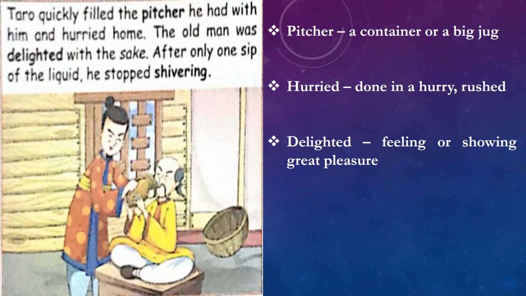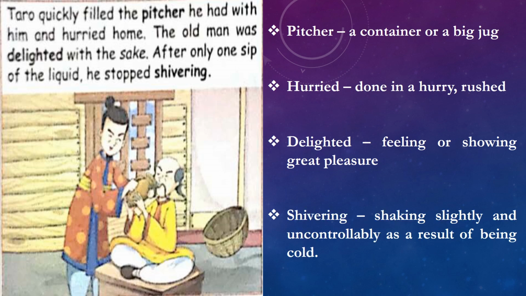After only one sip of the liquid, he stopped shivering. Shivering means shaking, right? So, shaking slightly and uncontrollably as a result of being cold. Because of cold, sometimes it happens that he shivers. So, he stopped shivering at that particular moment when he took the one sip of that liquid. Okay. So now in this particular paragraph, you can get that the boy has given the sake to his father, and the father was very happy.